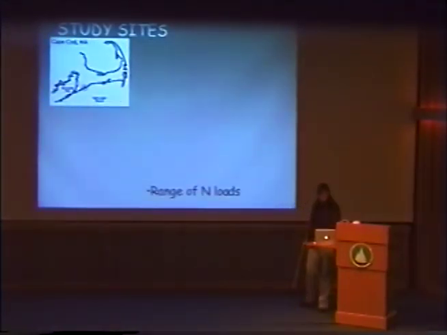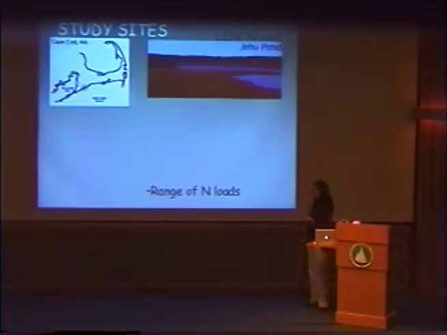Now, as I mentioned, these estuaries represented a range of nitrogen loads from roughly 16 kilograms of nitrogen per hectare per year in the lower loaded estuaries. And this is a photograph of an example of one of our lower loaded estuaries. You can see that the shoreline has very little or no development. It's mostly salt marsh and bordering vegetated wetlands.